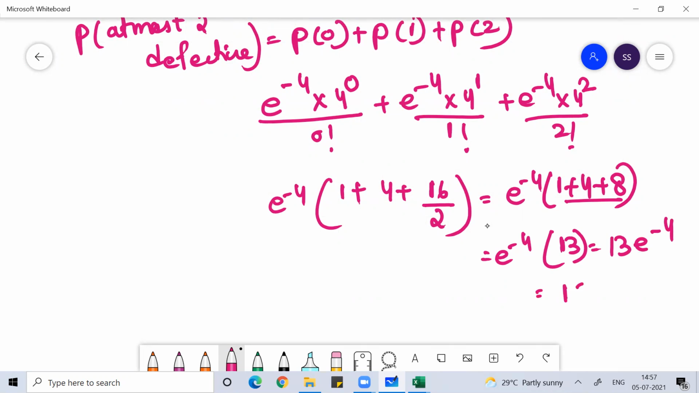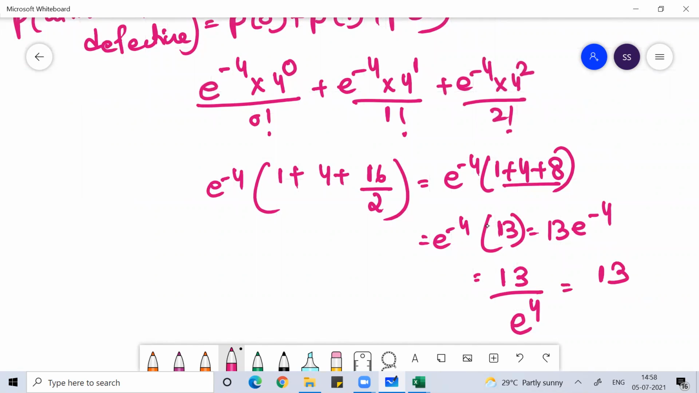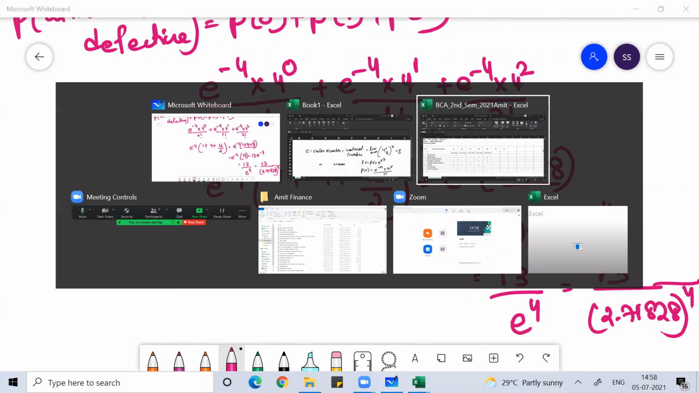If you want, you can calculate 13 e to the power minus 4, meaning 13 divided by e to the power 4. e is 2.71828. You can solve it if you remember the value. How will I do it directly with Excel or with a calculator? I hope you can do it like this with a calculator. There will not be much difference. Let me show you directly.